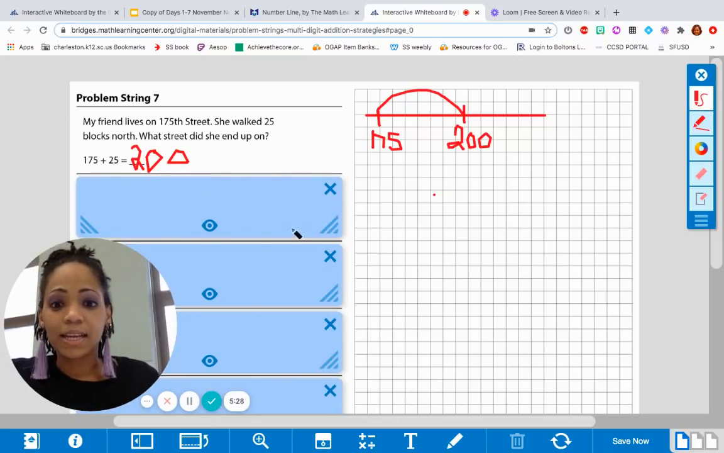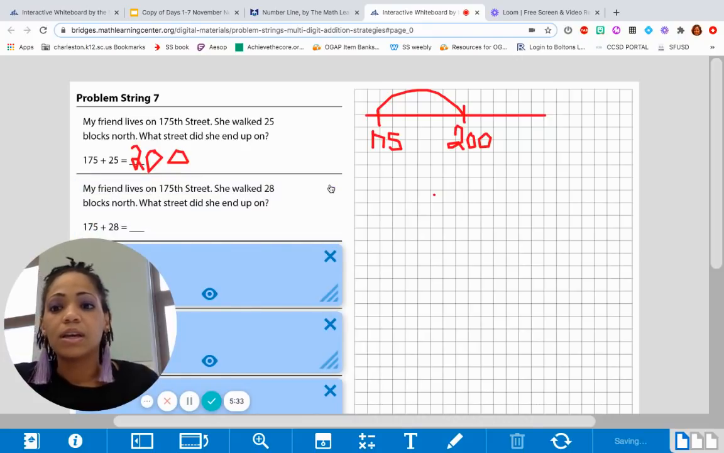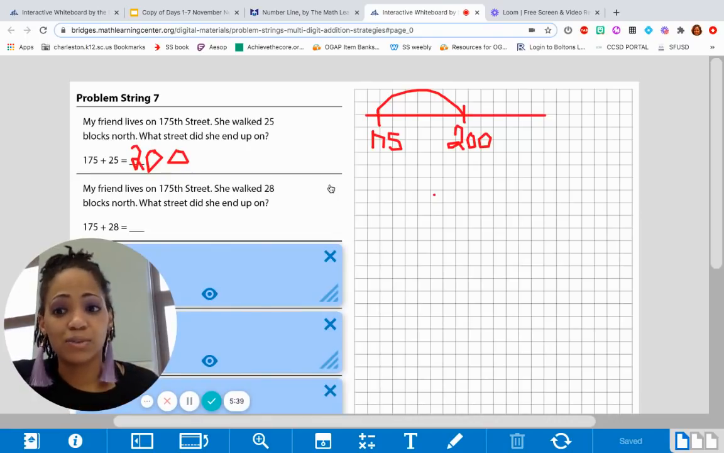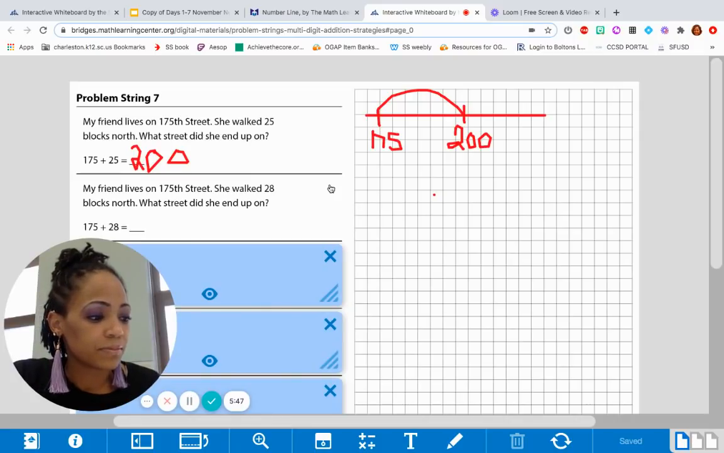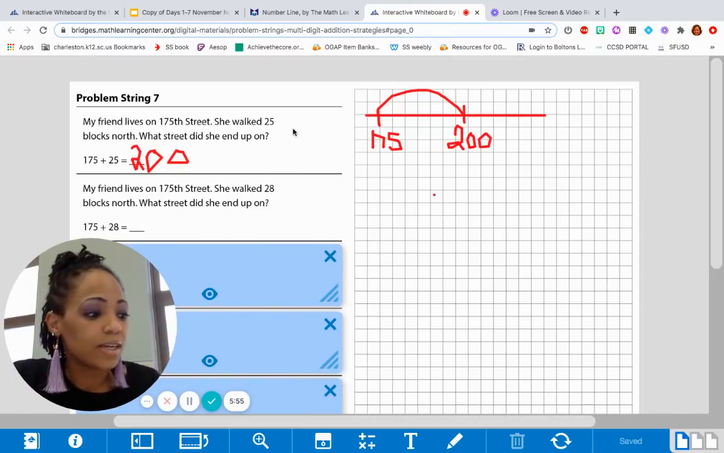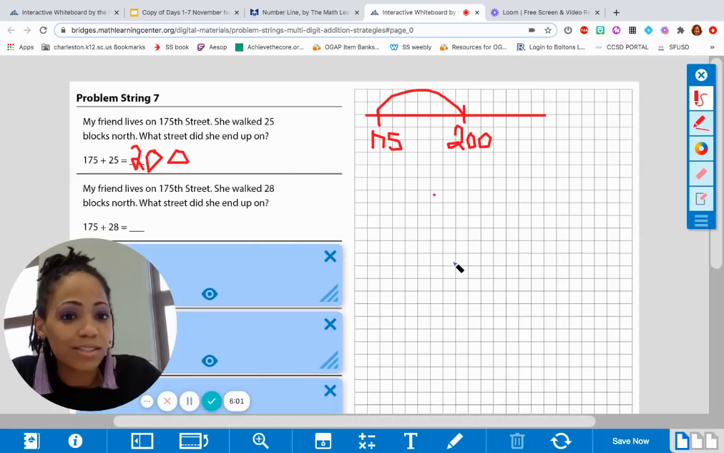All right, so let's look at the next one. We're rocking and rolling so far. My friend lives on the 175th Street, which we know, and she walked 28 blocks north this time. What street did she end up on? So what could I do? How could I figure that out really quickly? Yeah, 28 is super close to 25, which is what we did on our last problem. So I'm going to do what? Since it's so close, yeah, I could just add 3 more.